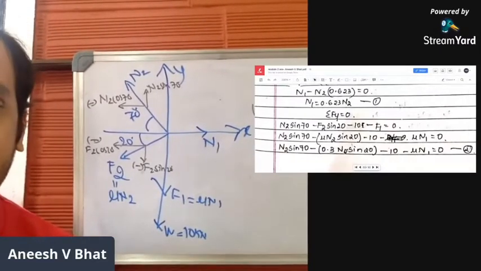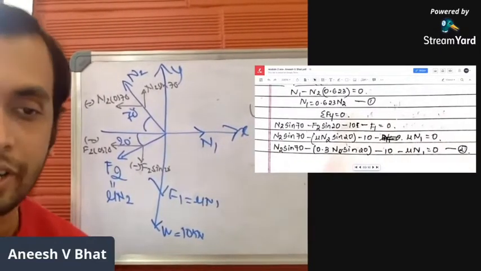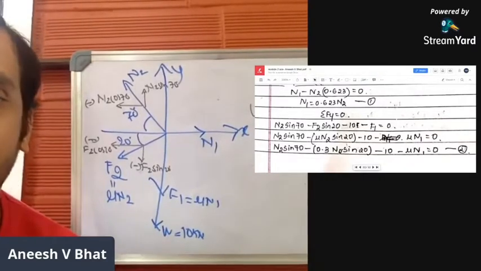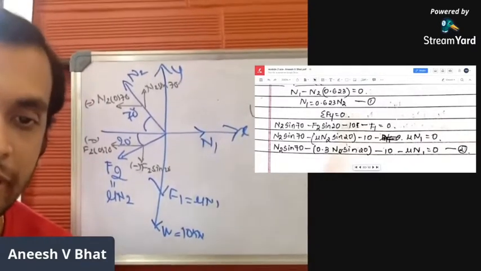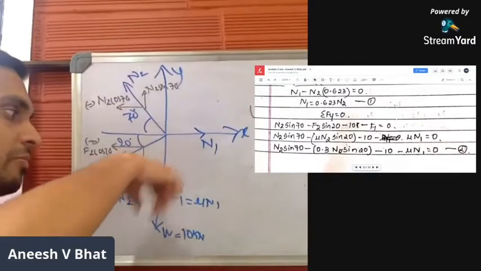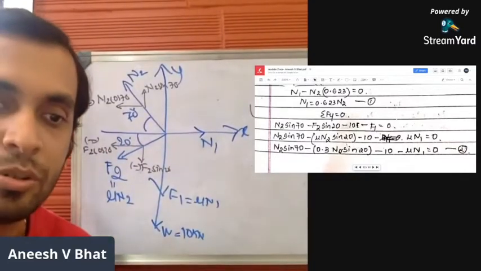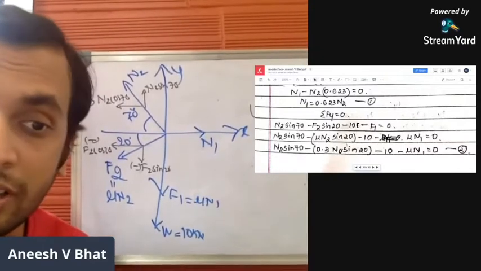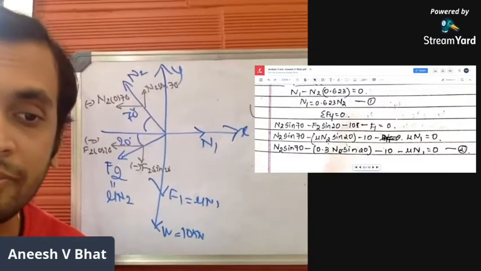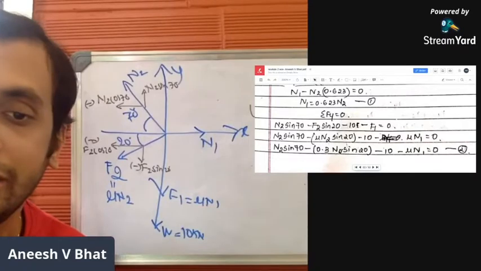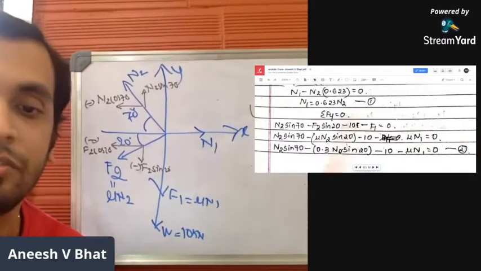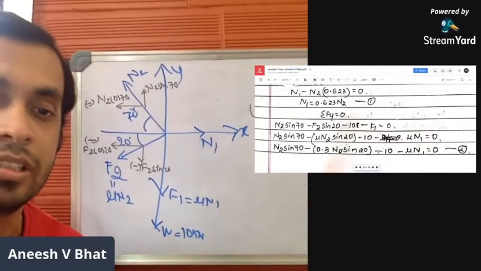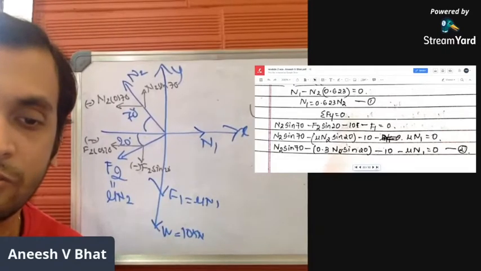Summation of Fy equal to 0. Consider all the forces which move in y direction. N2 sin 70 minus F2 sin 20 minus 10, which is self-weight, and minus F1. So N2 sin 70 minus, simplify F2 as mu into N2. We know the value of mu as 0.3. Minus 10, and again we know the value of mu. Let us continue with the calculation.